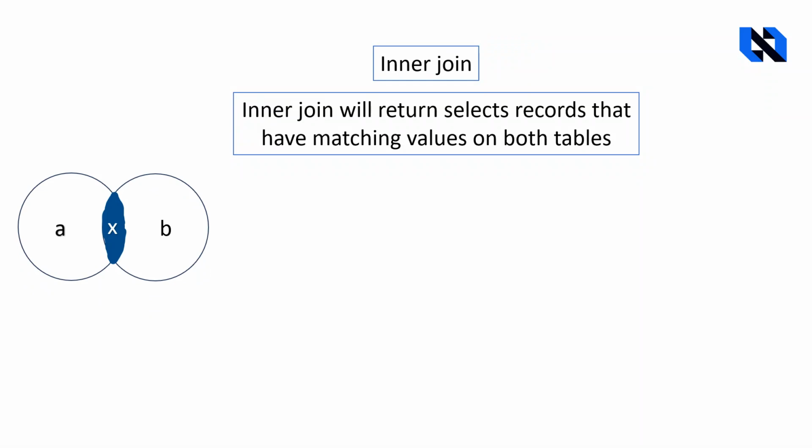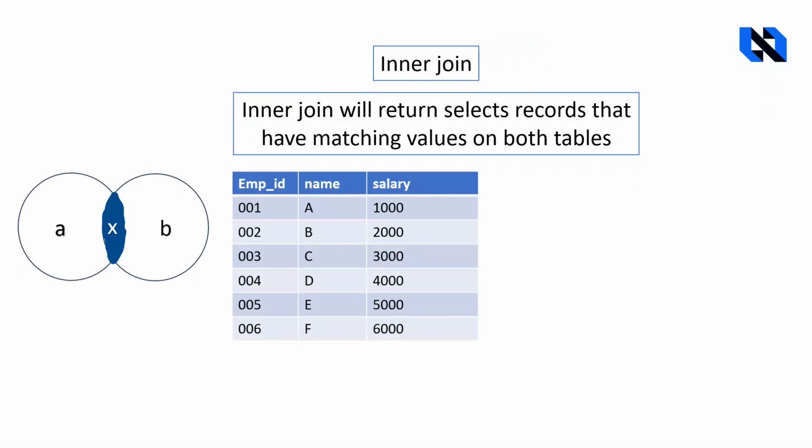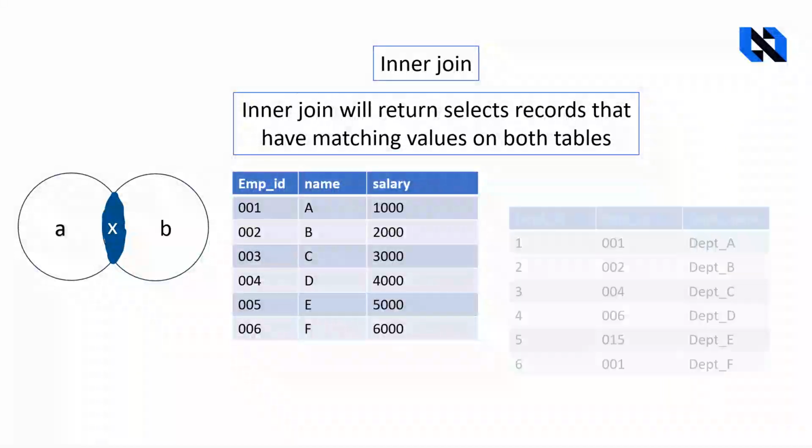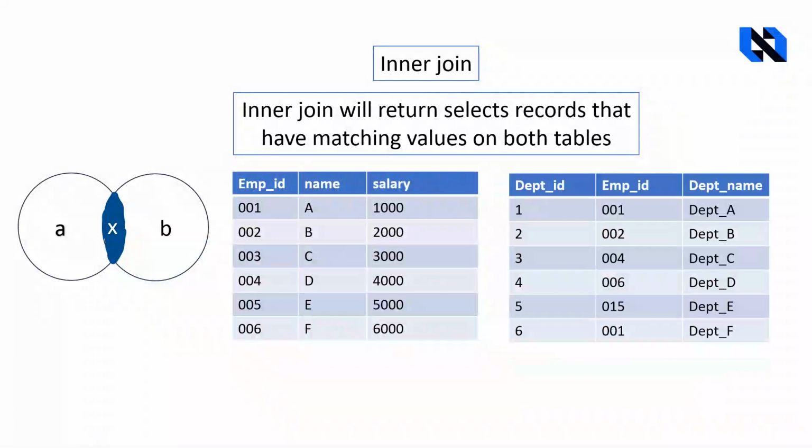Now, for clarity's sake, let's look at this particular table called the employees table. This employees table has an employee ID, the name of the employee, and the salary for the employee. Then we have this table called the department table, where you have the department ID, the employee ID, and the department name. What an inner join would return would be records in the employees table that also exist in the department table, making use of a common field called the employee ID.